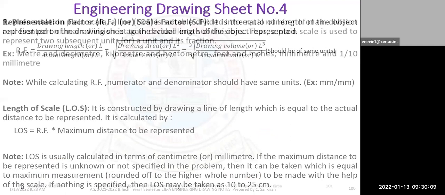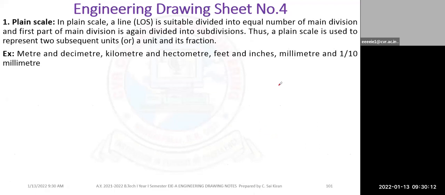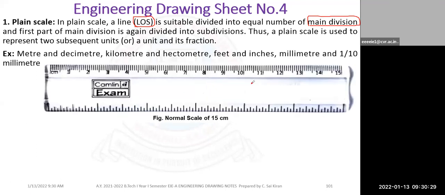So plane scale, we discussed in the last class. Before starting plane scale, you have to know the length of scale. This length of scale you have to divide into an equal number of main divisions. Suppose you take your normal 15 centimeter scale, can you tell me what is the main division of this normal scale? Anyone? What is the main division and subdivision in this 15 centimeter scale?